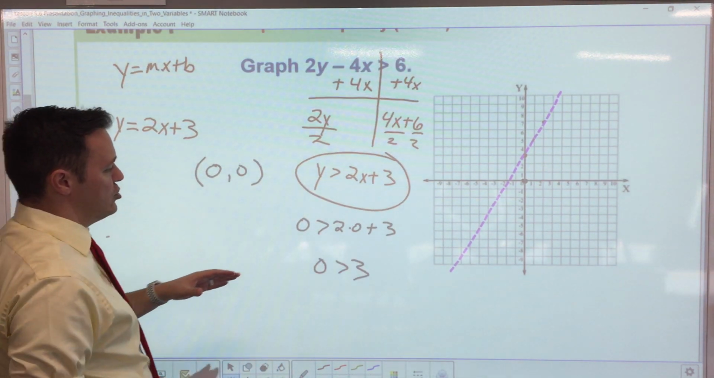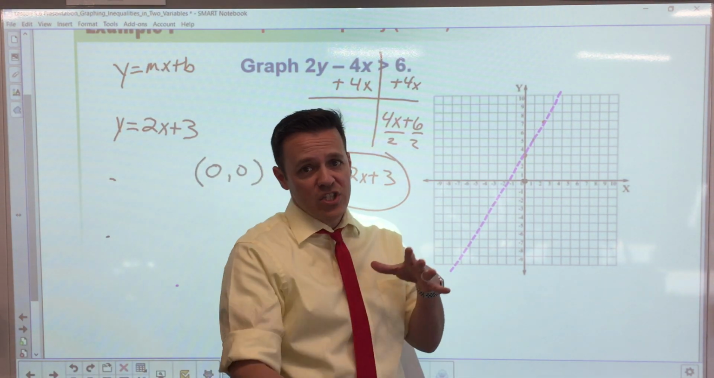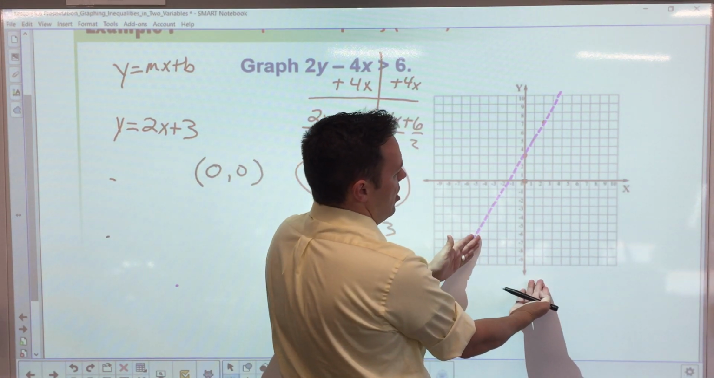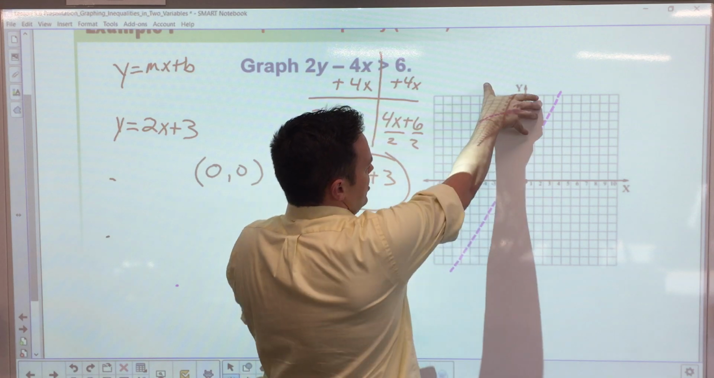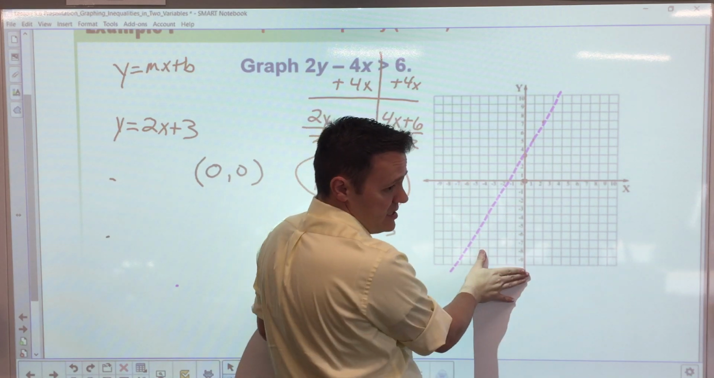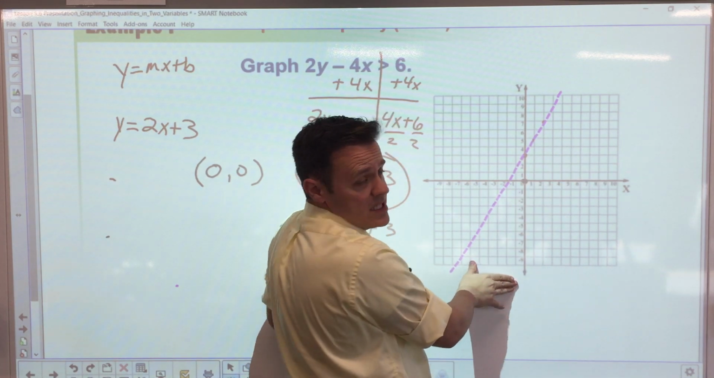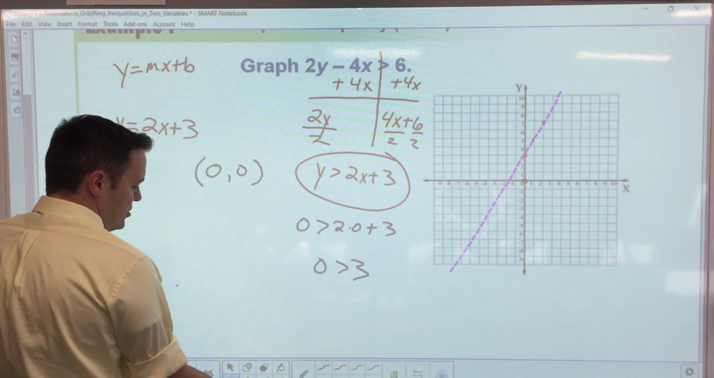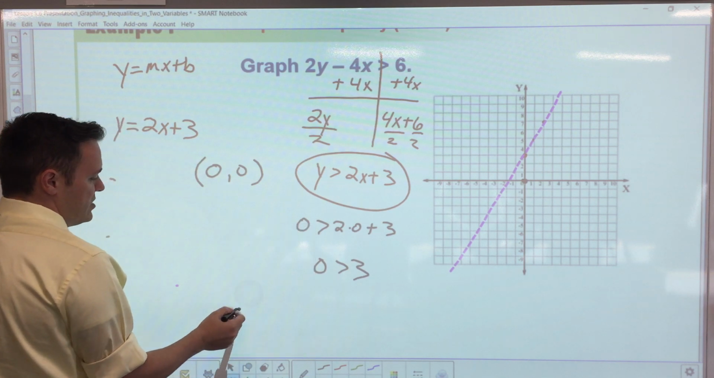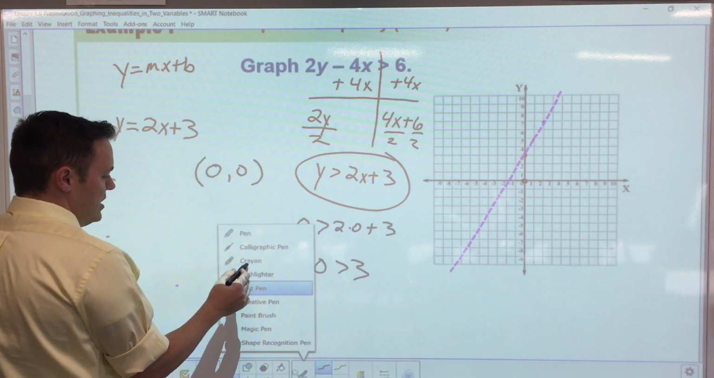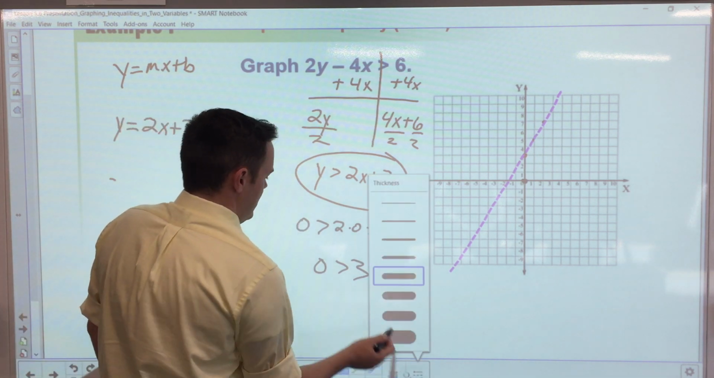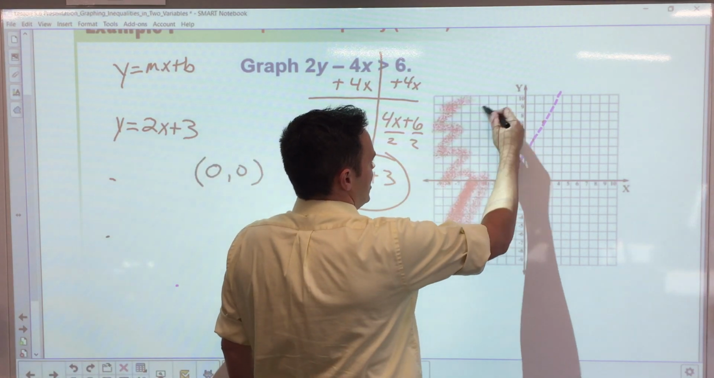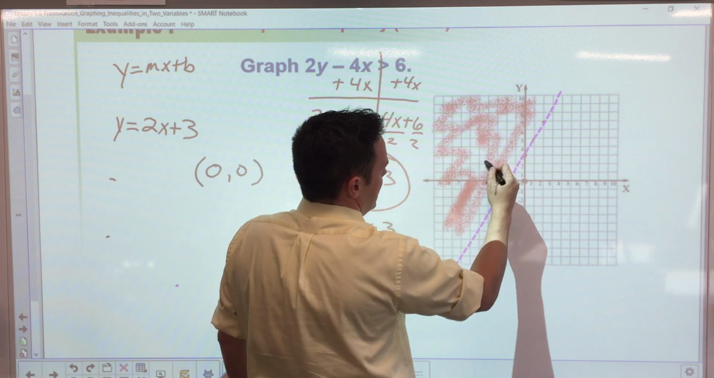Because what you're trying to do is shade whatever side is the truth. So the variables on this side or this side, they're either going to be true over here and false on this side, or true on this side and false on this side. If I plug in (0, 0), this is a false statement. So since that is a false statement, what you need to do is shade in this side. Remember, you're going to shade in the truth. Okay, everything on the side.